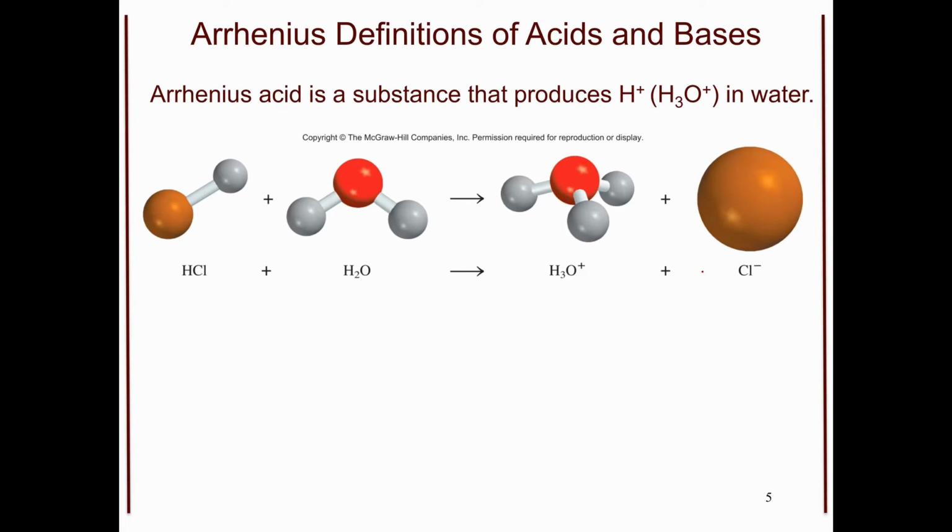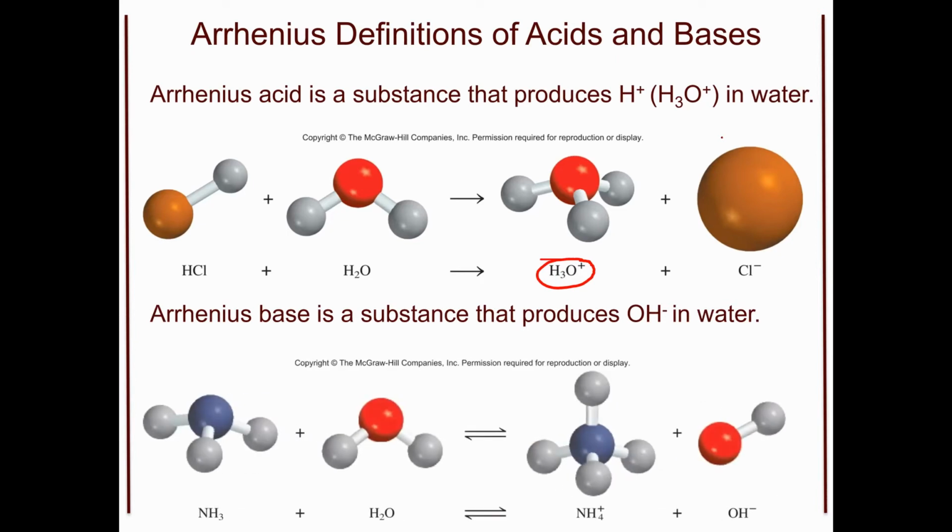An Arrhenius acid is a substance that produces H plus or H3O+, our hydronium ion, in water. So as you can see here with our HCl, if we put it into solution, we are going to form H3O+, which is going to be our acid. An Arrhenius base is a substance that produces OH minus in water. So as you see here with ammonia, if I put it in water, I will form NH4+, which is the polyatomic ion, but that is not the part that we are concerned about. We are concerned about forming our OH minus.